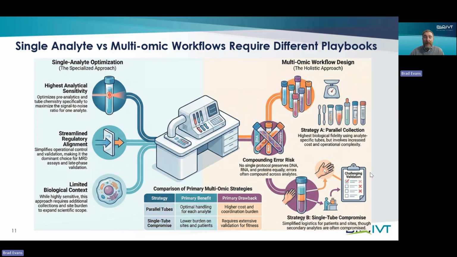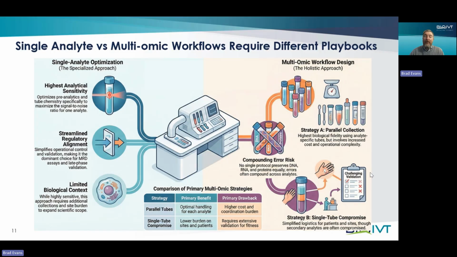Strategy A is parallel collection, using analyte-specific tubes side by side. This gives the highest biological fidelity for each analyte, but increases cost and operational complexity. More tubes, more processing steps, more logistics. Strategy B is a single tube compromise. This simplifies collection for patients and sites, but it means at least one analyte class is being measured under suboptimal conditions. That is not automatically wrong, but it requires careful validation to understand what is being sacrificed.